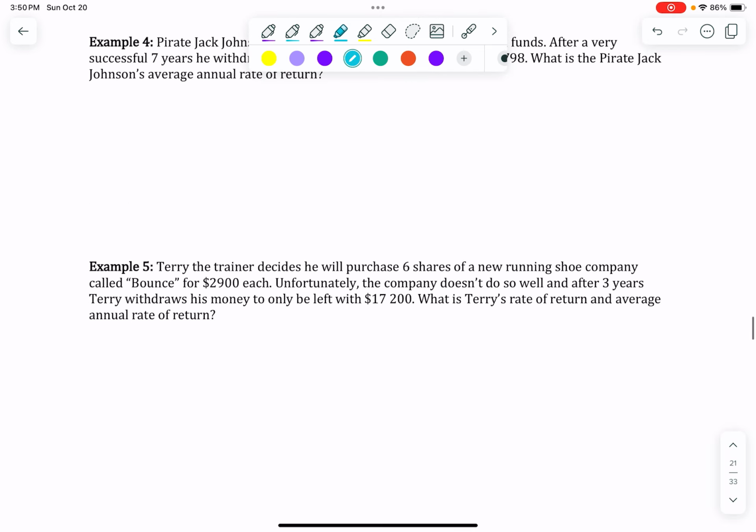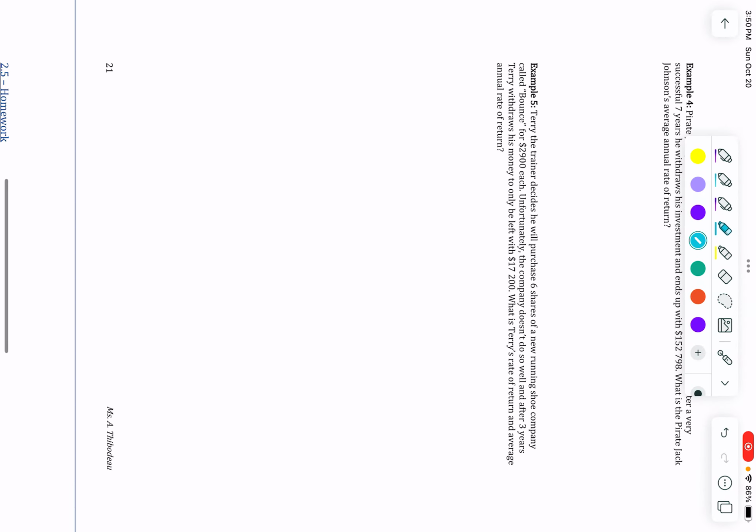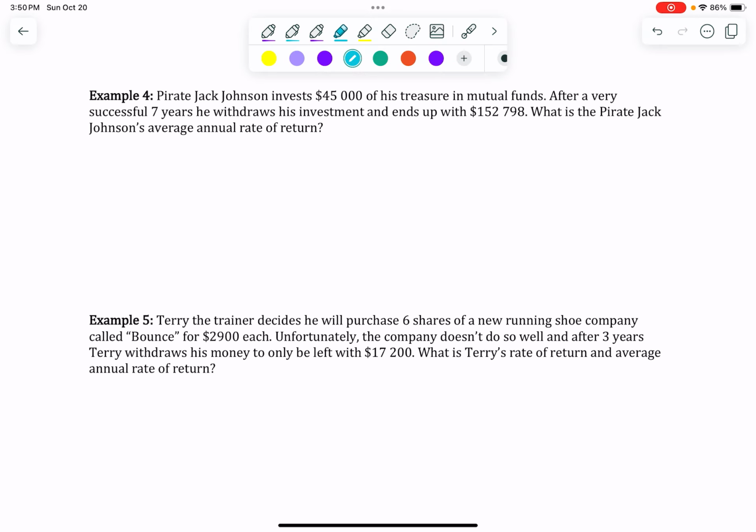Okay. We have 2 examples, then we're done. So let's jump into it. Pirate Jack Johnson invests $45,000 of his treasure in mutual funds. After a very successful 7 years, he withdraws his investment and ends up with $152,798. What is Pirate Jack Johnson's average annual rate of return?